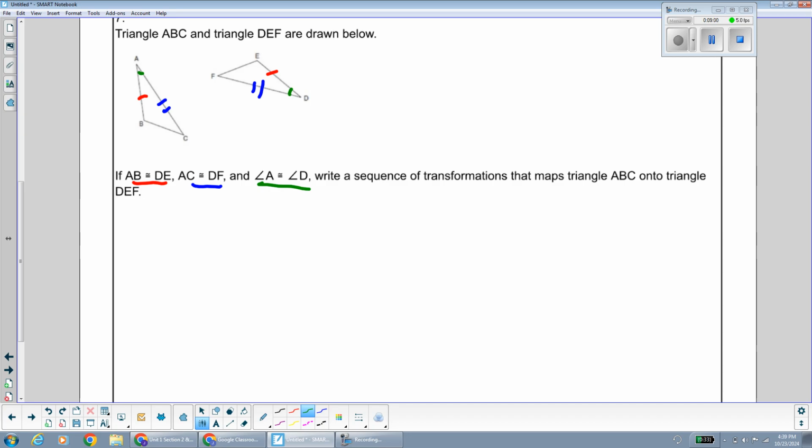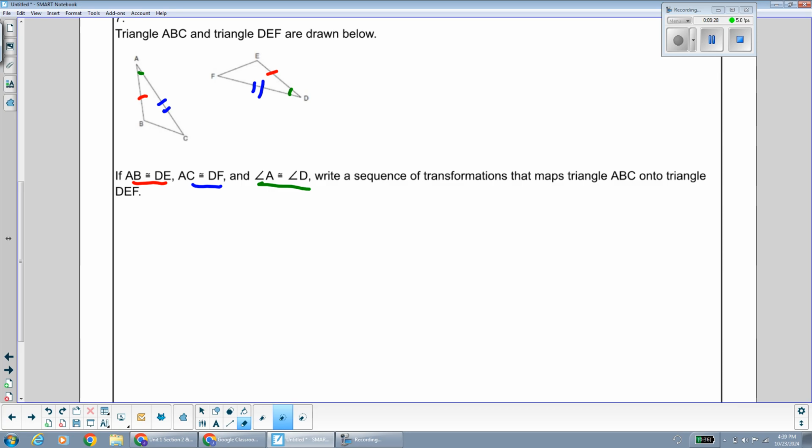So either you can do it first with a translation. You can translate along CF, so that C and F are touching, and then you can rotate around point F in a clockwise direction until, for example, A matches up with D and AB matches up with DE, until the parts that are supposed to match up. Or you can start with the rotation, followed by the translation.